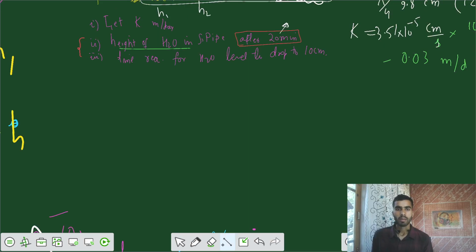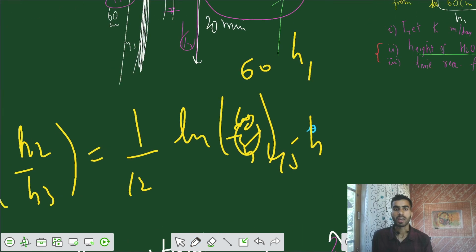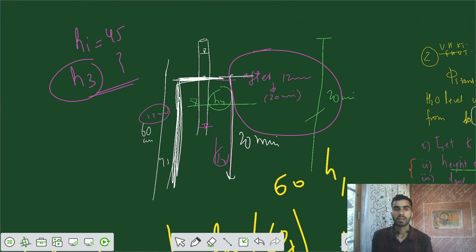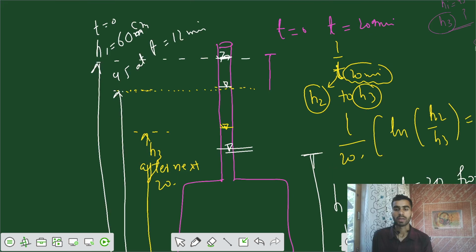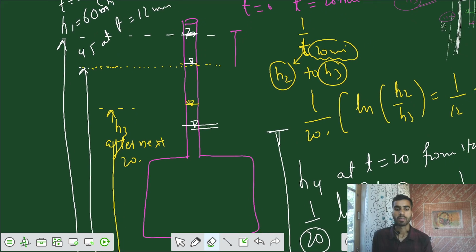If I say that my height should be now only 10 centimeters, but it is from the start, then from the start, how much time would it take to reach this level of 10 centimeters? So let's try to get the final part of the problem.